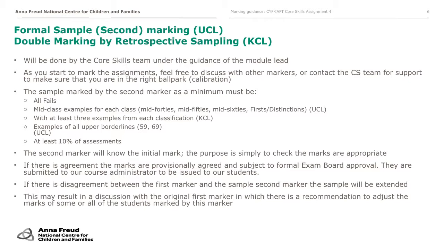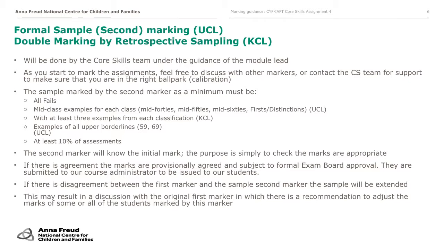And the way that we've chosen to do the double marking is it's really check marking. So the second marker will know the initial mark, and we're just checking that it's about right. And if there's agreement, then the marks are provisionally agreed and subject to formal exam board approval. They're submitted to the course administrator and issued to the students.